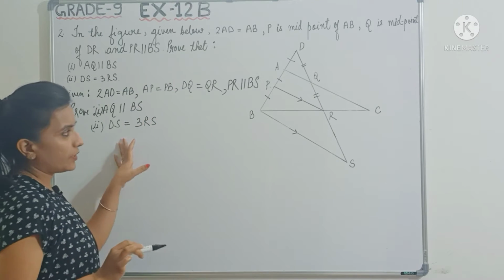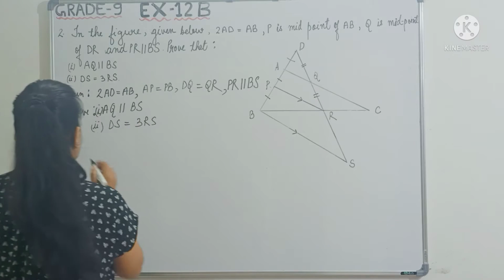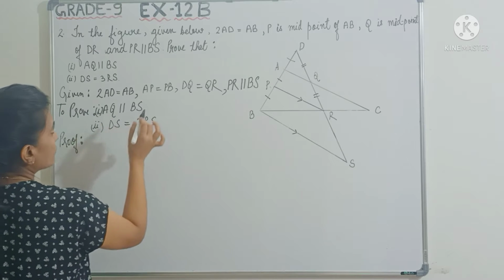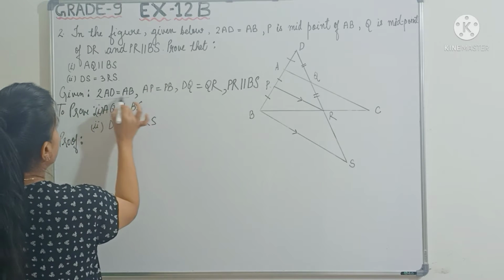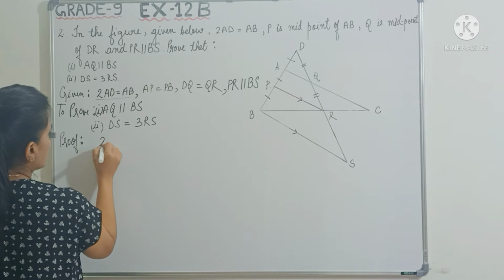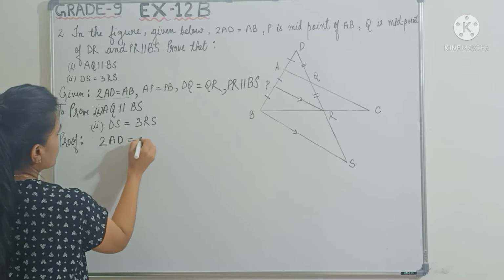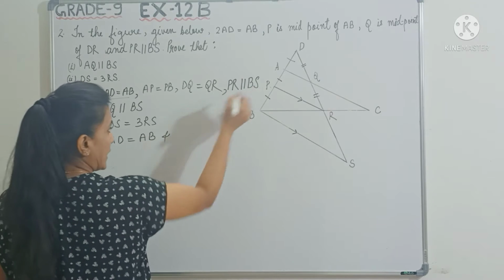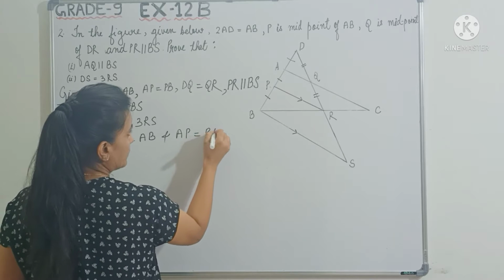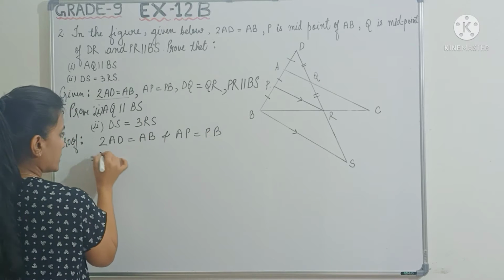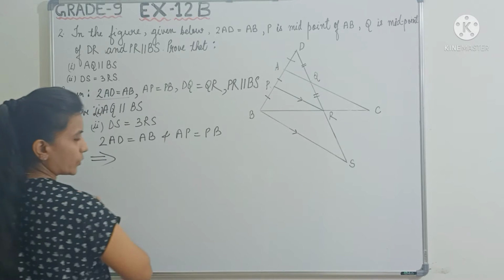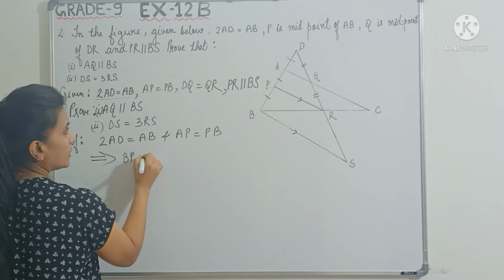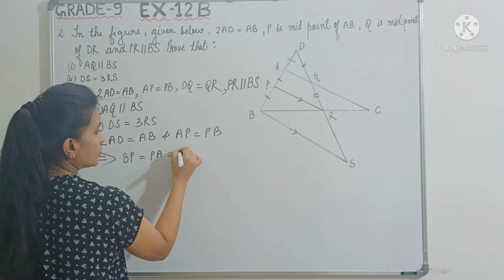Now before moving to the second part, let's write down whatever we have discussed. So the proof is, let's start from here: 2AD is equal to AB, and AP is equal to PB. These two conditions imply that BP will be equal to PA will be equal to AD.